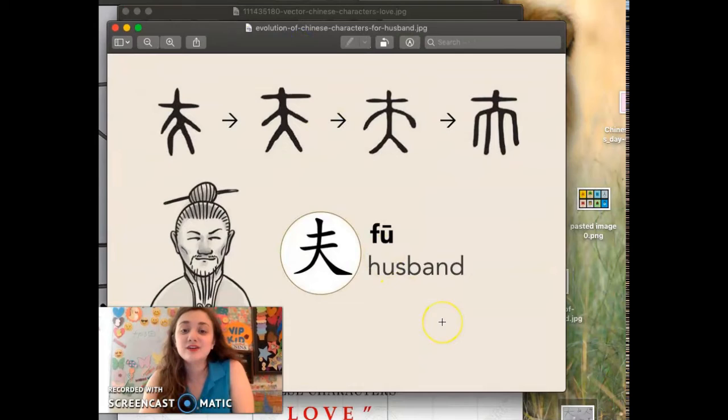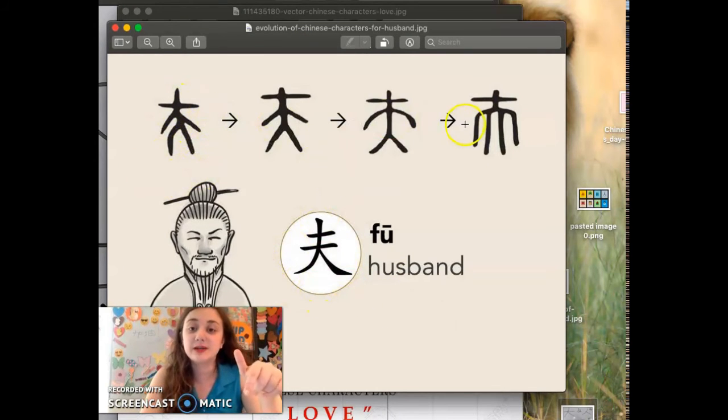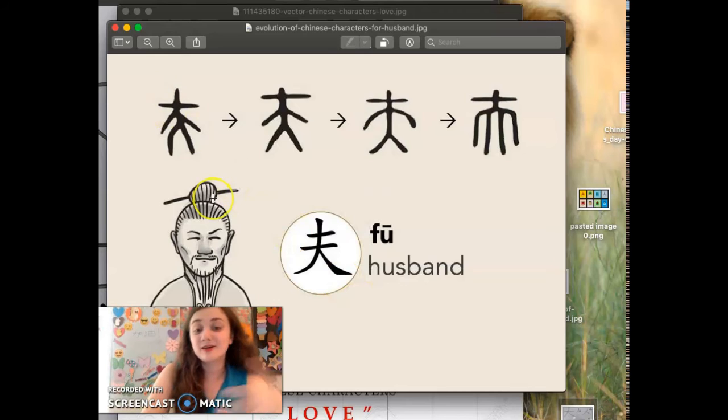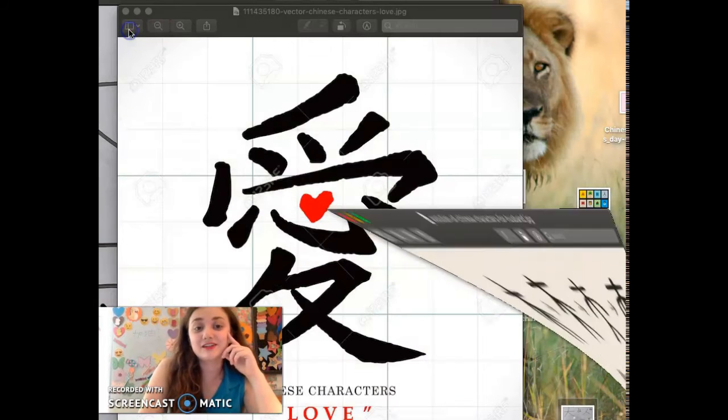Another example is here: fu means husband, and it shows how it has evolved over time in Chinese, and it kind of looks like a man if you look at it from this pictographic way. And this is the current character for fu, so it's very interesting. And that's how I've studied Chinese, by looking for a visual representation of the meaning so I can remember it in English. So I can know the English meaning, but I know the Chinese representation of it.